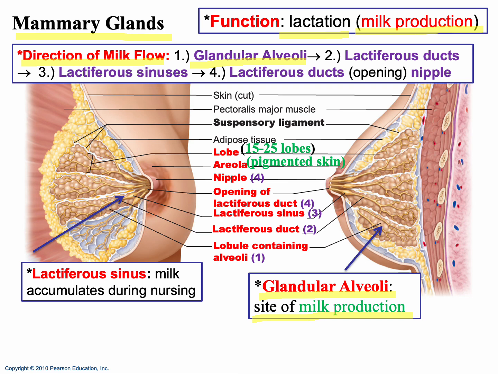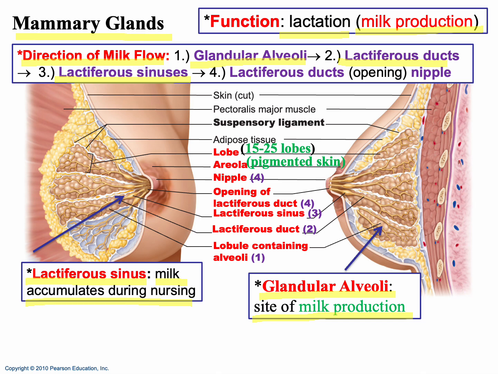Then the milk will travel to number two, the lactiferous ducts, to eventually the lactiferous sinuses. And the lactiferous sinus is where milk accumulates during the nursing process.